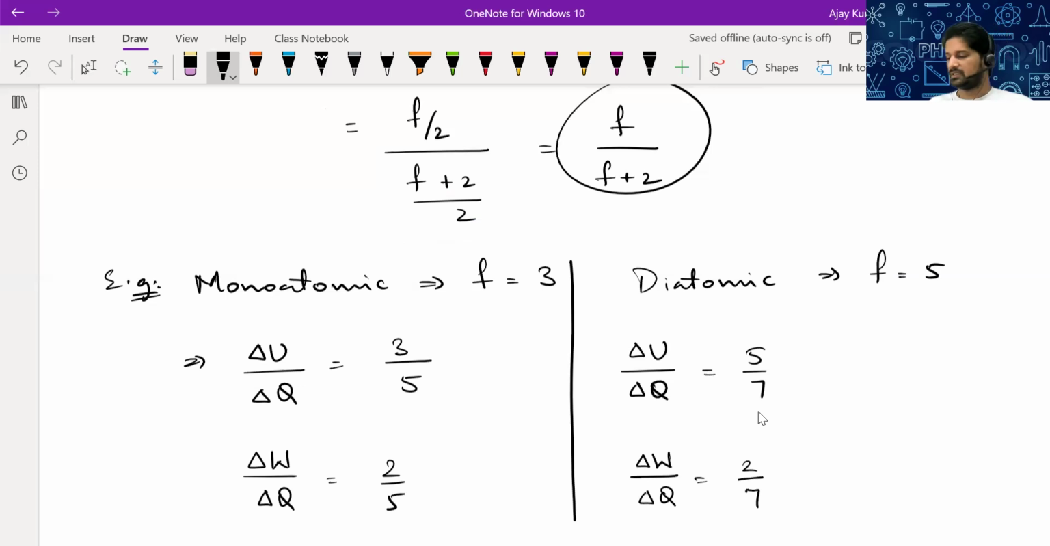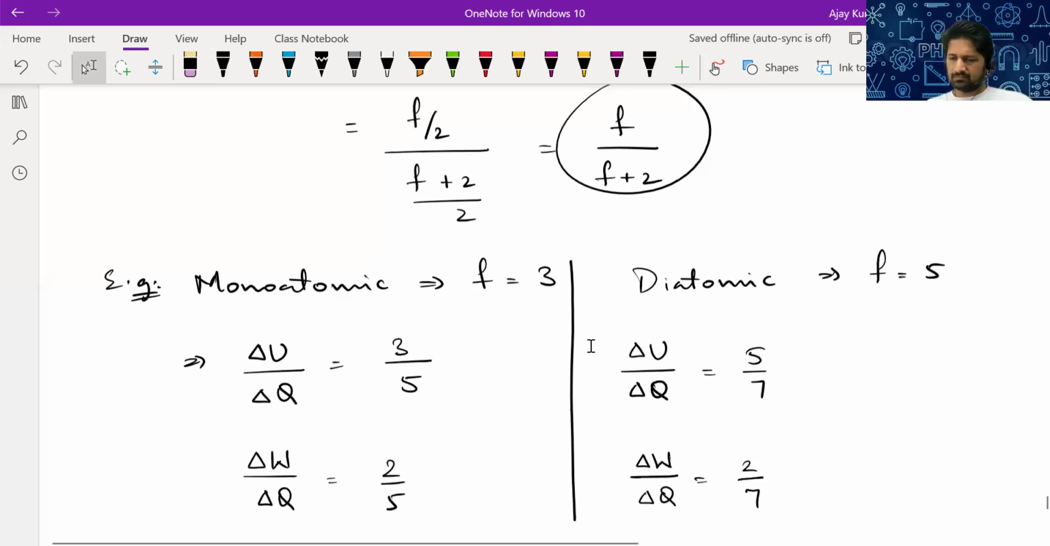So they may ask you questions like this also. Which gas does the most efficient conversion of heat to work in an isobaric process? As the degrees of freedom increase, the fraction stored as internal energy increases, the fraction converted to work decreases in an isobaric process. Fine.